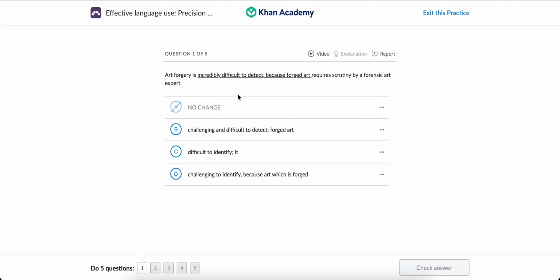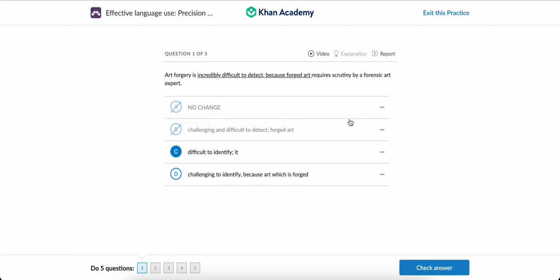Art forgery is challenging and difficult to detect. Forged art, you don't need to do that because you already mentioned art forgery. And I would say it in this case because you already know that the subject is art forgery. So art forgery is incredibly difficult to detect. It requires scrutiny by a forensic art expert.